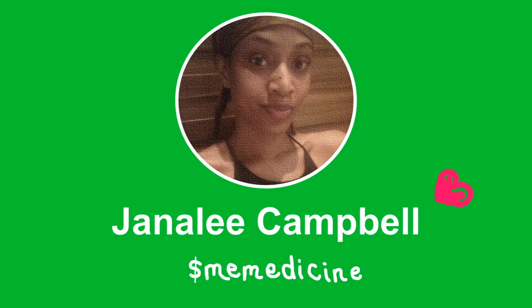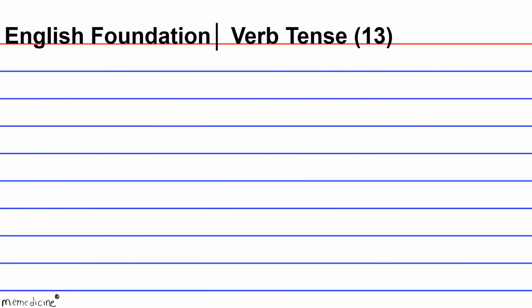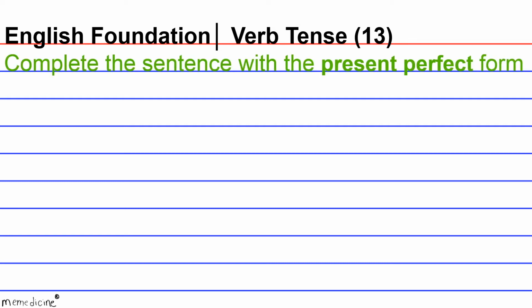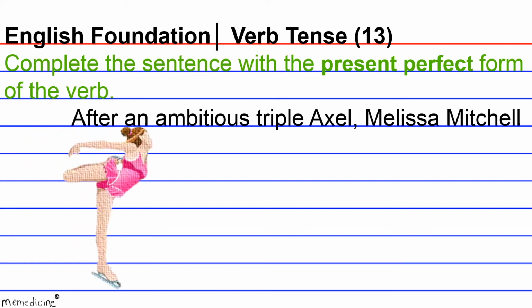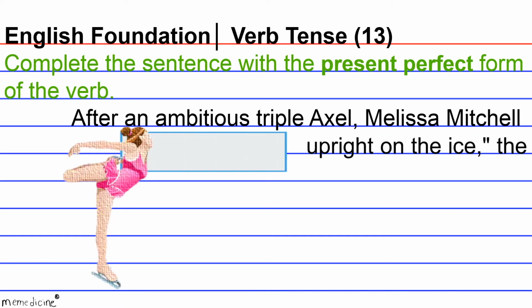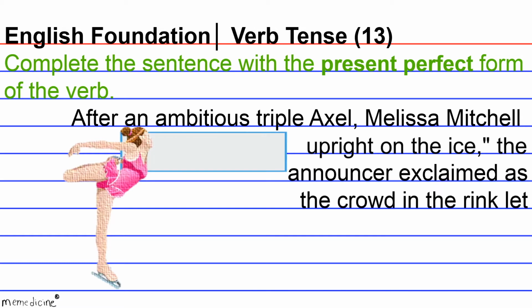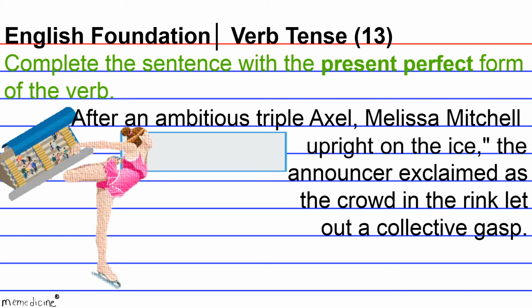Be sure to subscribe. English Foundation, verb tense, question 13. Complete the sentence with the present perfect form of the verb. After an ambitious triple axel, Melissa Mitchell, blank, upright on the ice, the announcer exclaimed as the crowd in the rink let out a collective gasp.